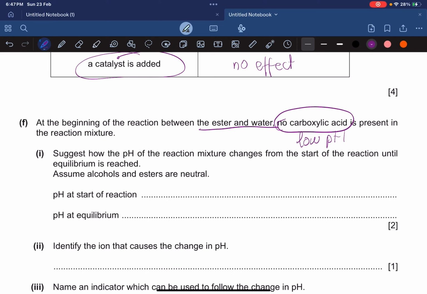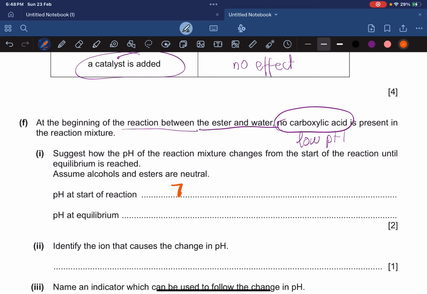So at the start of the reaction, no acid is present, and we are assuming that our alcohols and esters are neutral, and water is already neutral. So at the start, we only have our ester and water, and we are assuming that esters are neutral. So we know that at start, the pH is obviously going to be 7. 7 is the neutral pH.